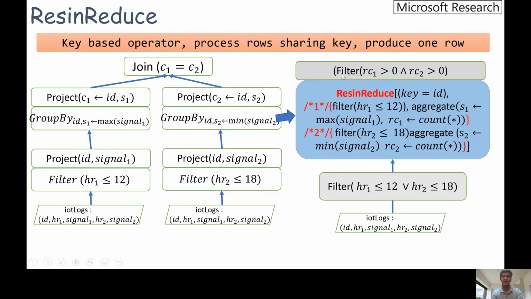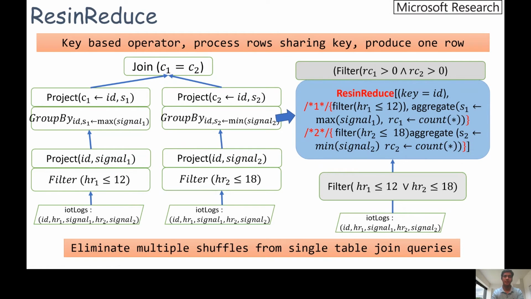Details of how this can be done can be seen from the paper. I'm not going to show you the RESIN reduce operator code either. This also you will find in the paper. But the key thing to note is that it's able to compute a plan which would usually consist of multiple shuffles, and it's able to convert it into a single map followed by a reduce.